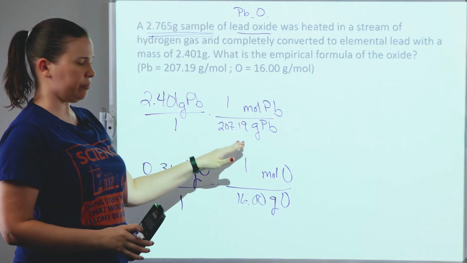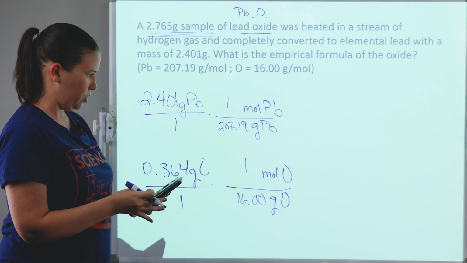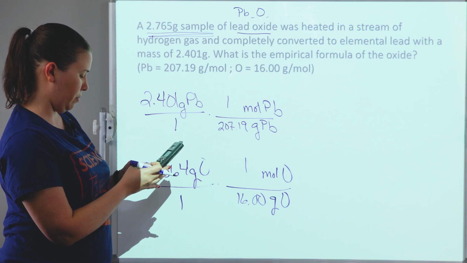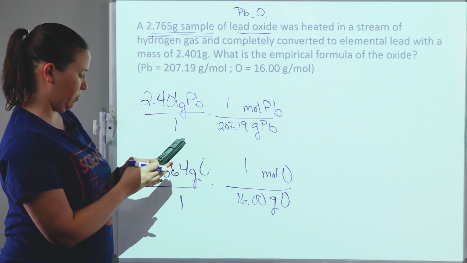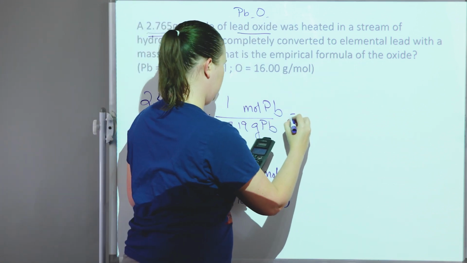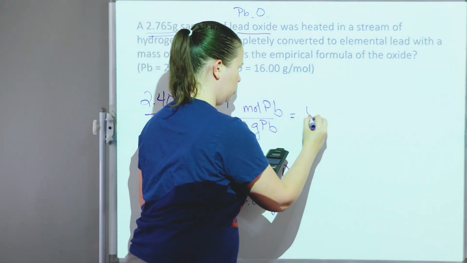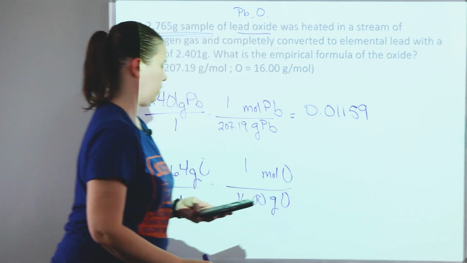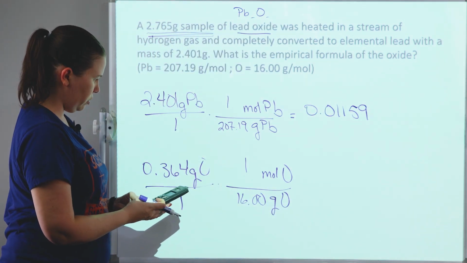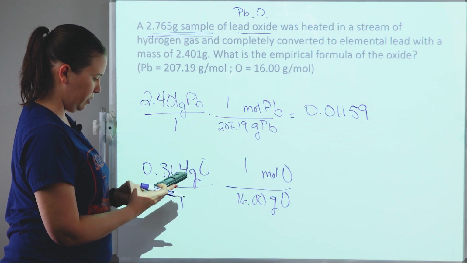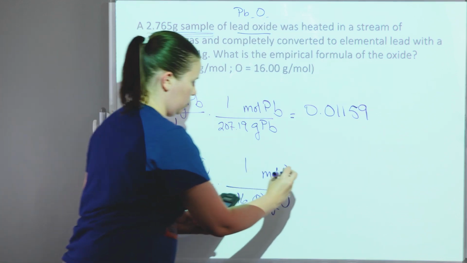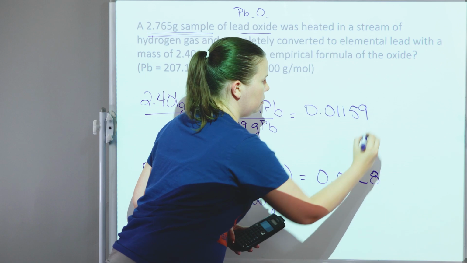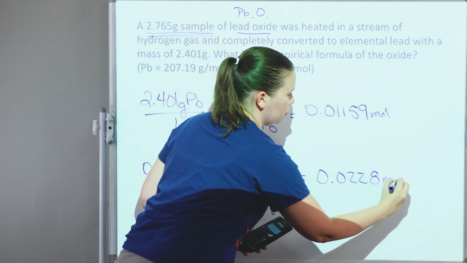I want to know how many moles of lead and then how many moles of oxygen. So I'm going to do 2.401 divided by 207.19, and I get 4 significant figures, 0.01159. Looking at my oxygen, I'm going to do 0.364 divided by 16 to 3 significant figures, 0.0228. Each of these being moles, but of a different substance.